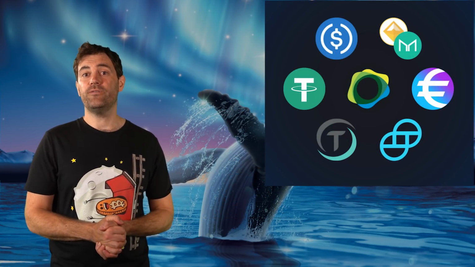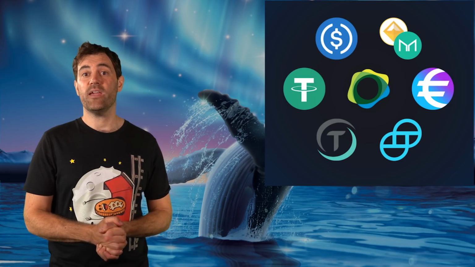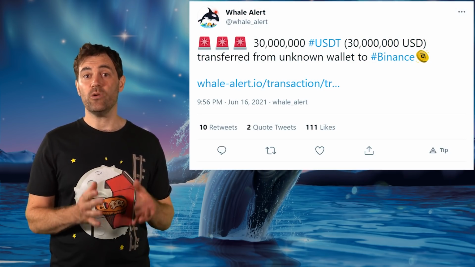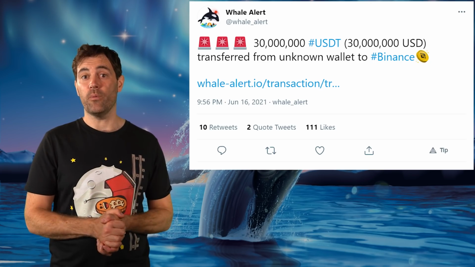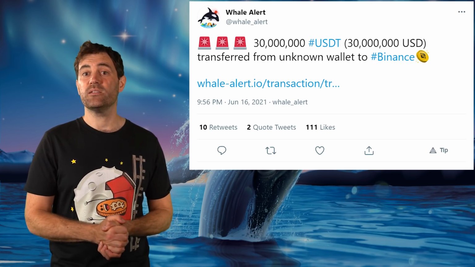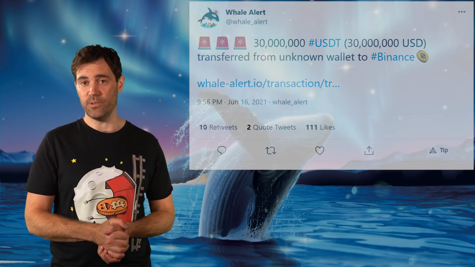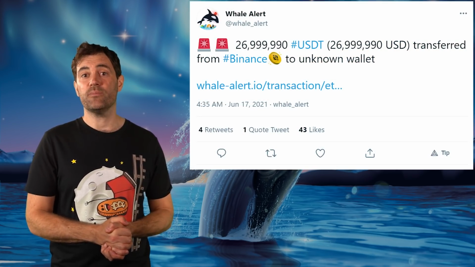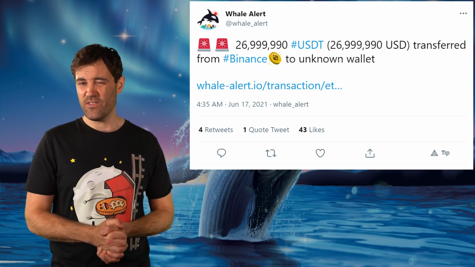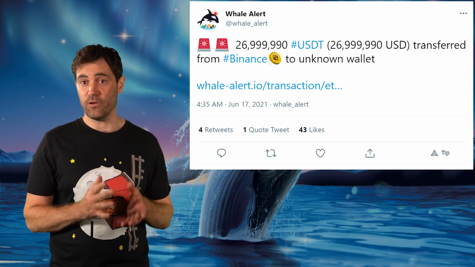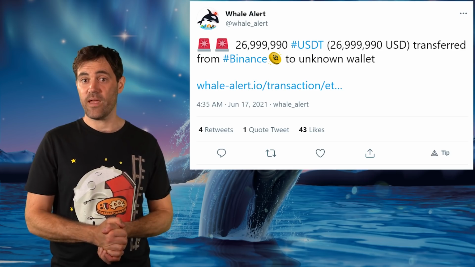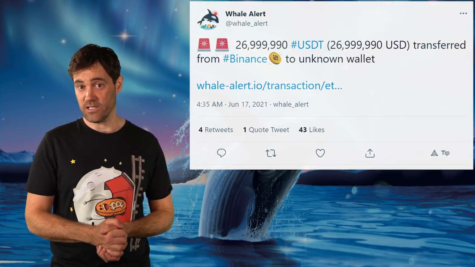The effects are reversed for these two whale movements when they involve stablecoins. If hundreds of millions of USDT or USDC are moving from a wallet to an exchange, this means that whales are looking to buy, and that could mean the market is about to pump. If hundreds of millions of stablecoins are moving off exchanges, this means that whales don't plan on investing anytime soon, and that could mean a temporary downturn or even a full-on bear market.